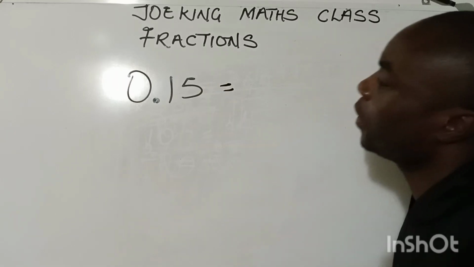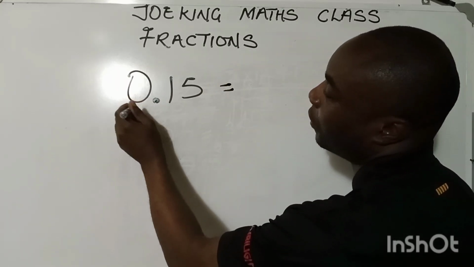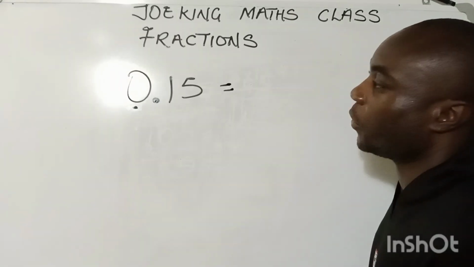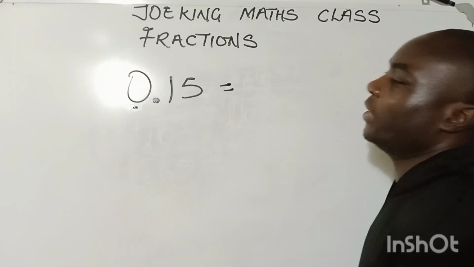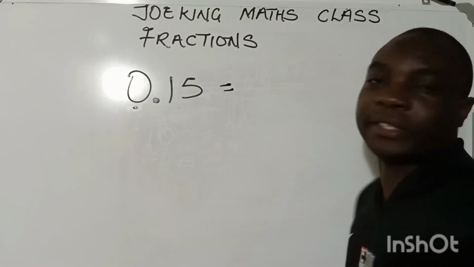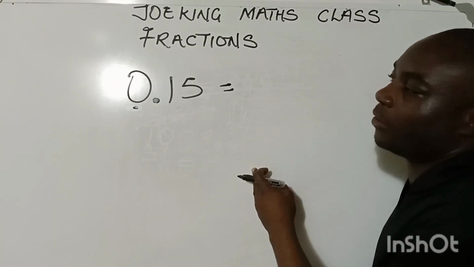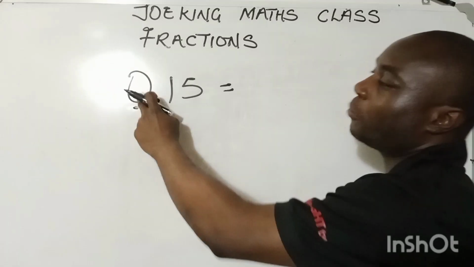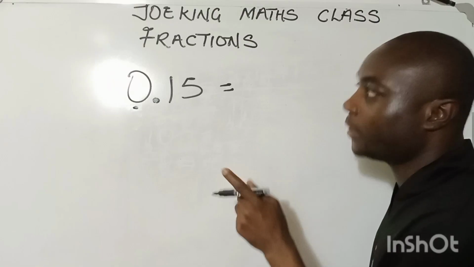All we need to do is recall that the number before the point, which is our 0, is a whole number, and the digits after the point are less than 1. In this case, the 0 is not a significant number, so I'm not going to write it out. If it was a significant number like 1 to 9, I would have written it out as a whole number.